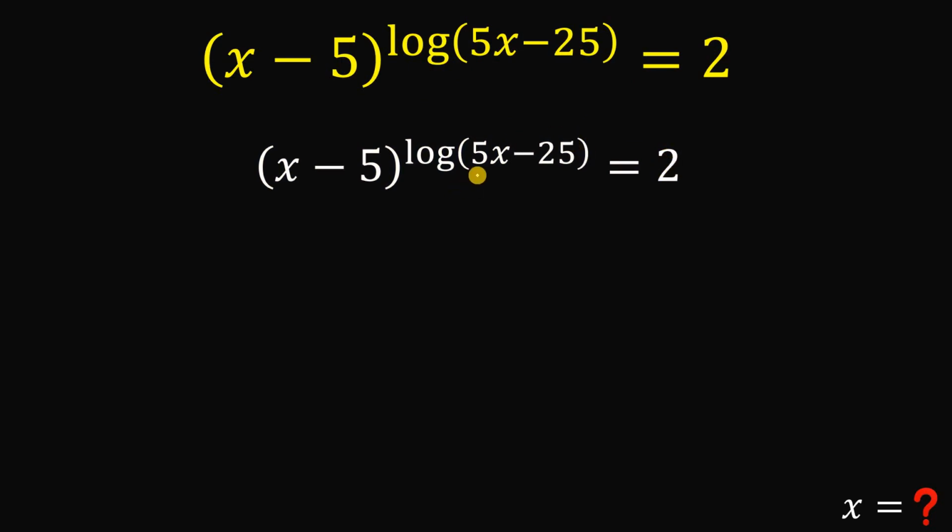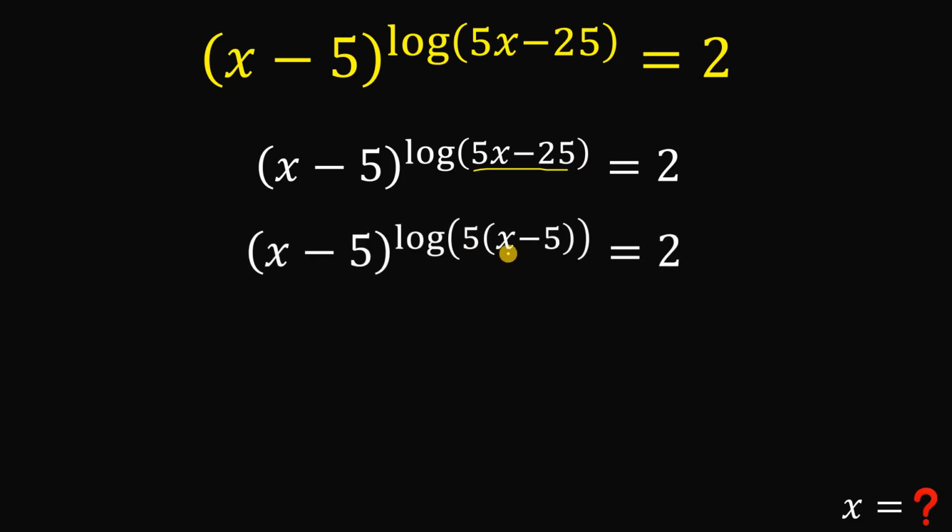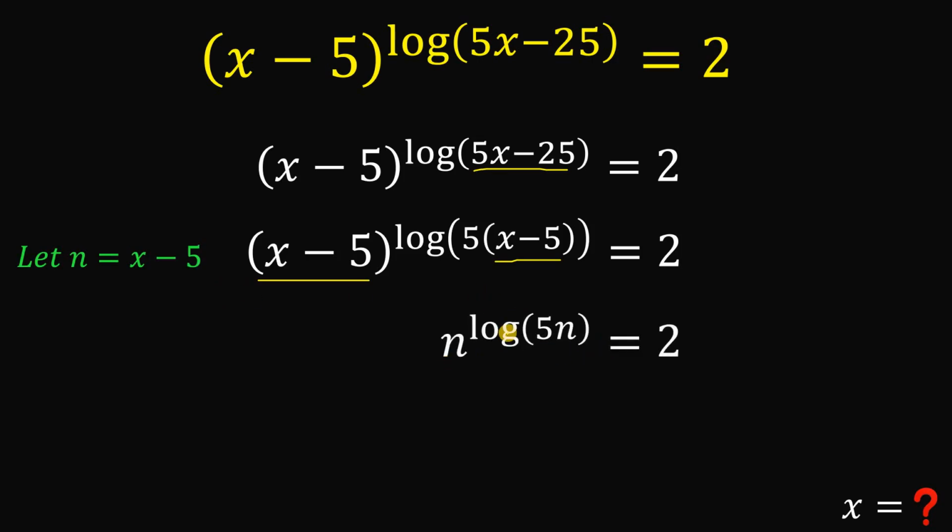Now, one thing to notice here is this 5x − 25, because we can factor out 5 in these two terms. The common factor is 5. If we do that, we have 5 multiplied by (x − 5). As you can see, we have two similar terms, and in this situation we replace it with another variable. Let's call this n. Now our equation becomes n raised to the power of log(5n) equals 2. So this equation looks simpler than before.